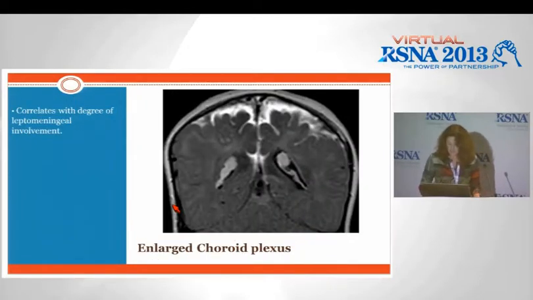In the same patient, we also see another typical finding, which is enlargement and enhancement of the choroid plexus. It's ipsilateral to the port wine stain. In this case, it's bilateral. The size of the choroid plexus and the extent of leptomeningeal involvement in children with Sturge-Weber syndrome correlate well.